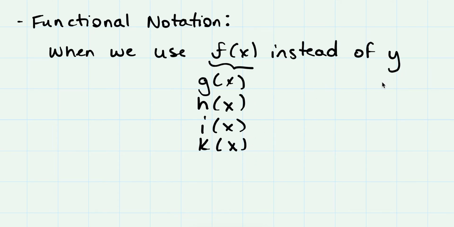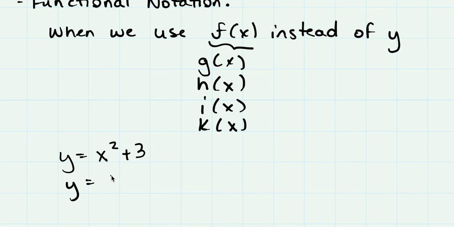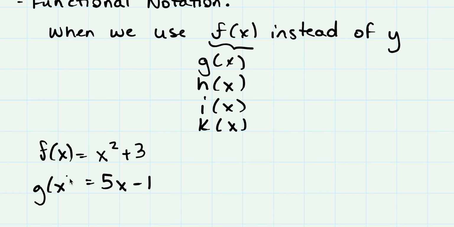And the reason we do this is because sometimes we're going to talk about several functions, like if we have y is equal to x squared plus 3, and also y is equal to 5x minus 1. When you have more than one function, you don't want to call both of them y, because you won't know which y you're referring to. So what we're going to do instead is say, oh, this one's f of x and this one is g of x.